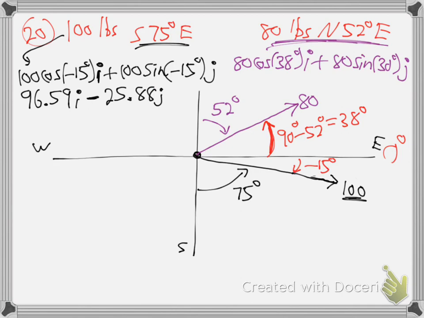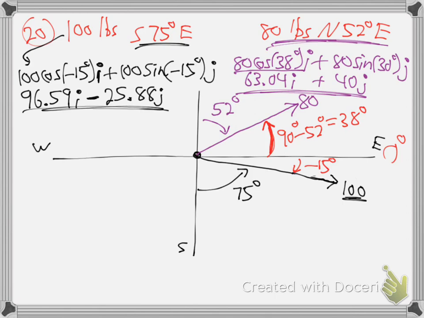The other one, 80 cosine 38. I'm getting 63.04i, and this one's just a nice clean 40j. We getting those okay? Getting those two vectors?